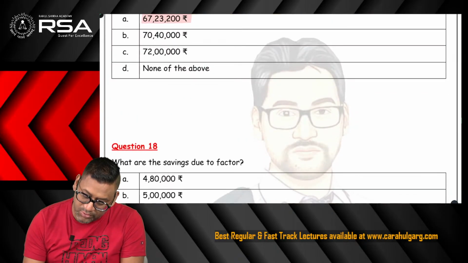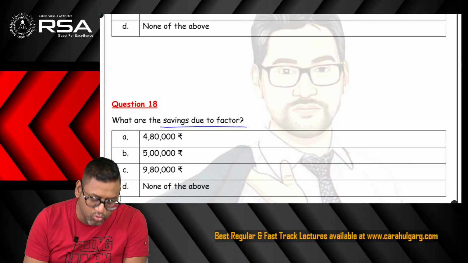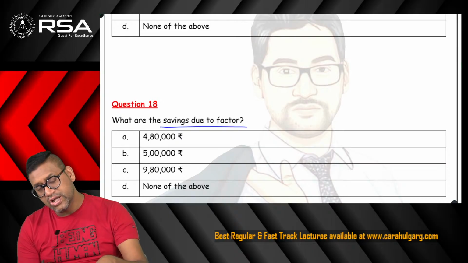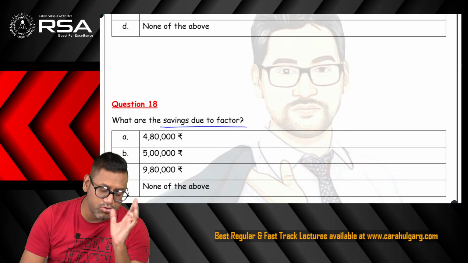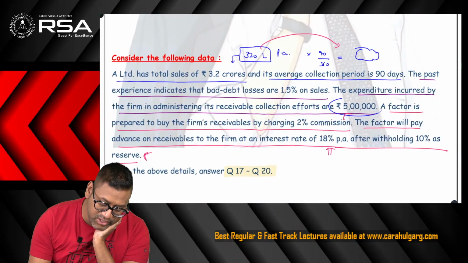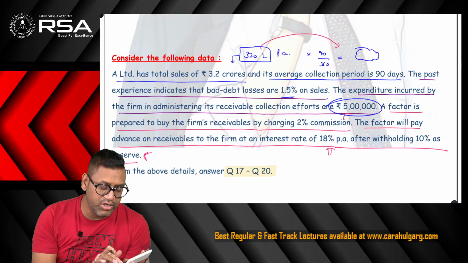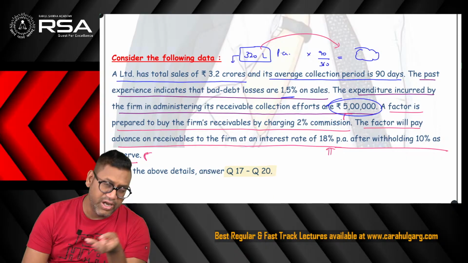Okay, the next one. It says, what are the savings due to factor? Savings due to factor means when factor comes into the picture, the cost which I was incurring, I need not incur. What were the costs? There was one admin cost of rupees 5 lakh, and there was one bad debt of 1.5%. So 320 lakh is the sale, and 1.5% is bad debt, means 4 lakh 80,000. So 4 lakh 80,000 bad debt and 5 lakh admin cost.